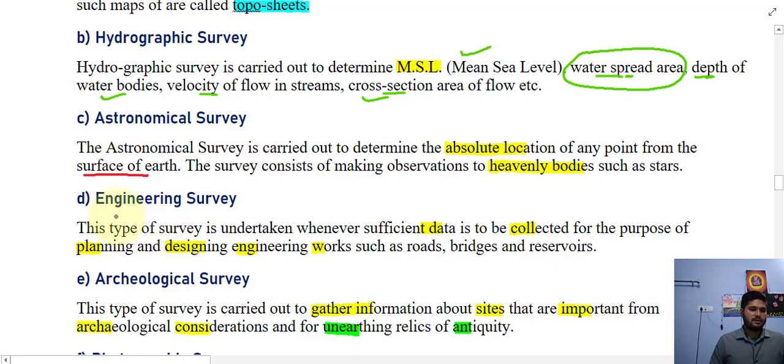Fourth survey is engineering survey. Engineering survey is one in which we find sufficient data for our engineering project. This sufficient data is used further in the planning and designing phase.